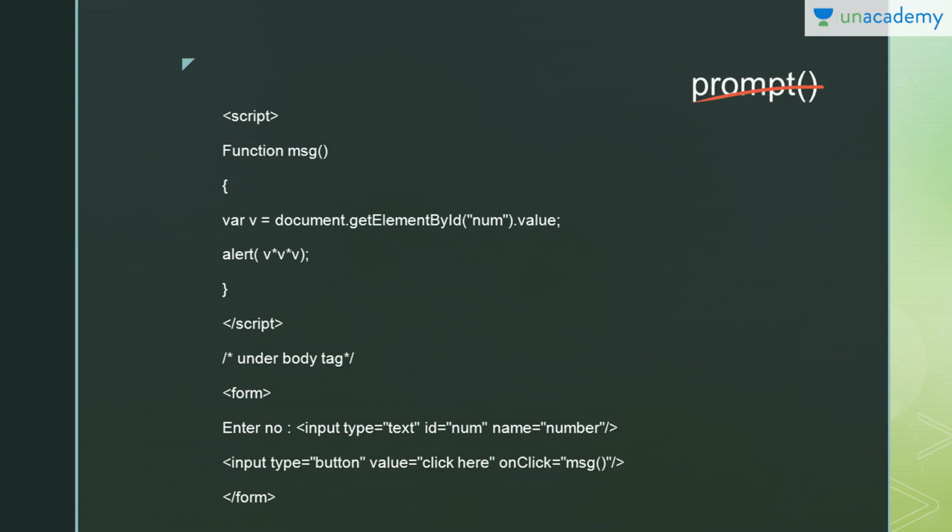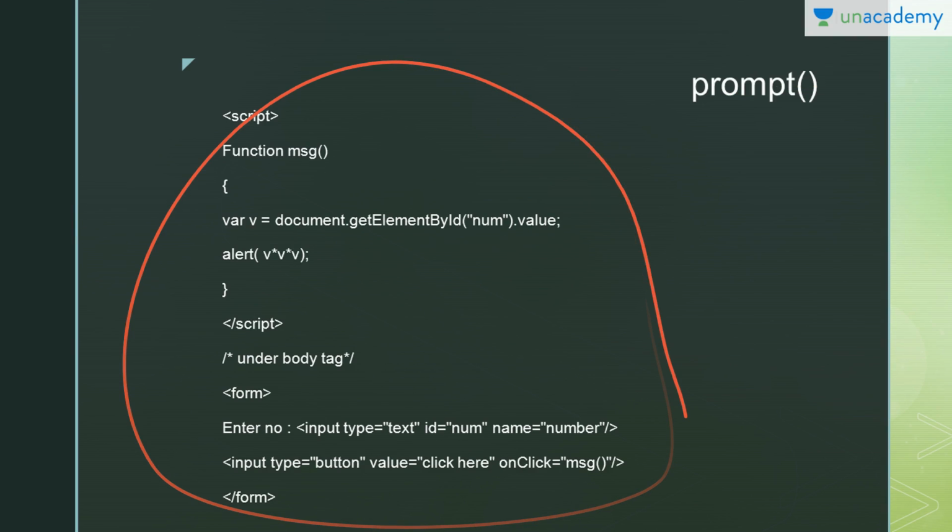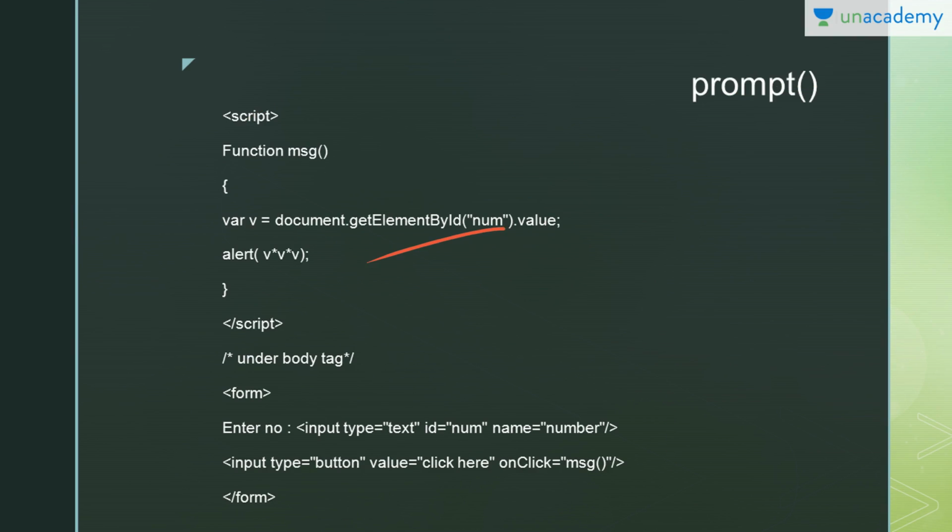Now moving to the example. This is not an example for prompt, that was a mistake. This example is correct, but it is for document.getElementById. As you can see, I have defined a function named message, and then there is a variable v, and the value assigned to this variable is document.getElementById("num").value.